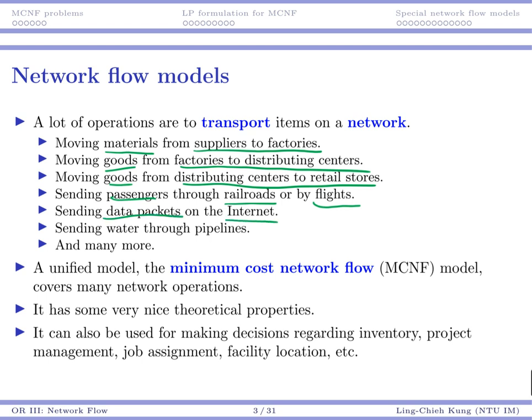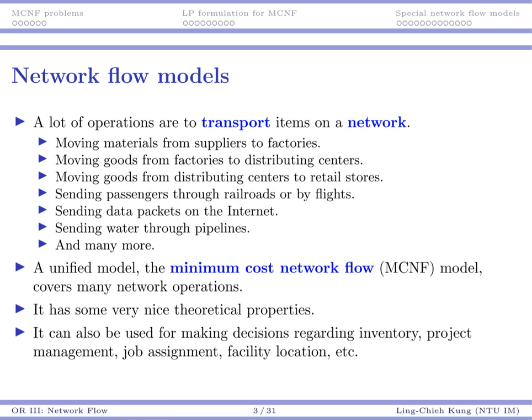Data packets are routed through the internet. We still have this routing problem. We may send water through pipelines, and so on and so on. There are just too many things that you need to ship along those routes on a network. Okay, somehow we need to have some models to help us solve all these problems.